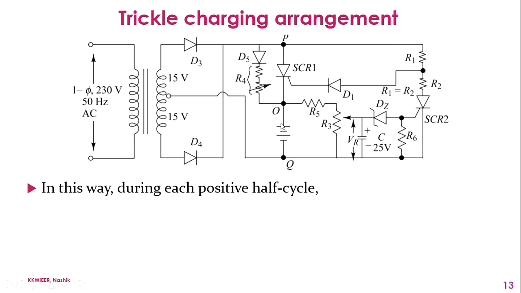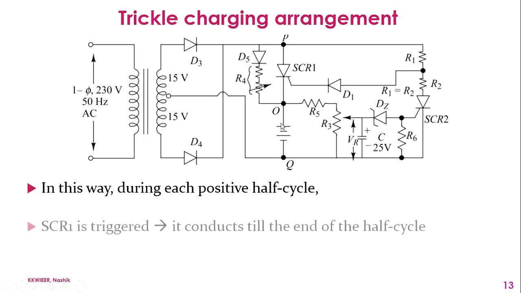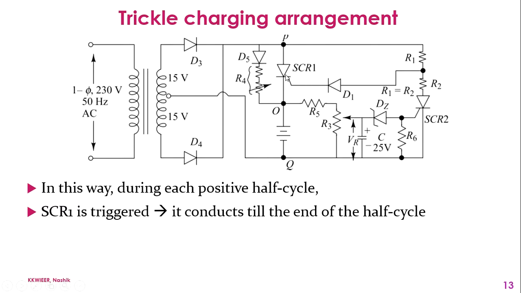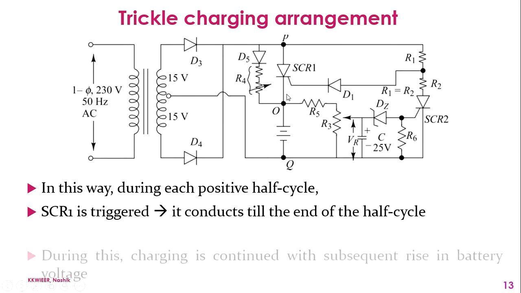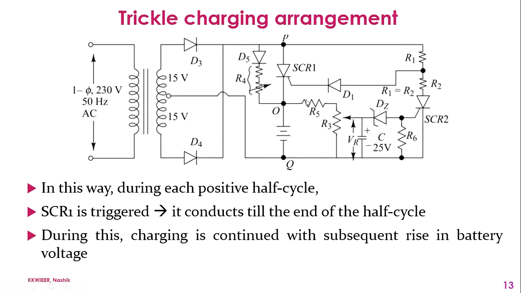So in this way, during each positive half cycle, the SCR1 will get triggered, and as it conducts till the end of the half cycle, the charging is continued with the subsequent rise in battery voltage.